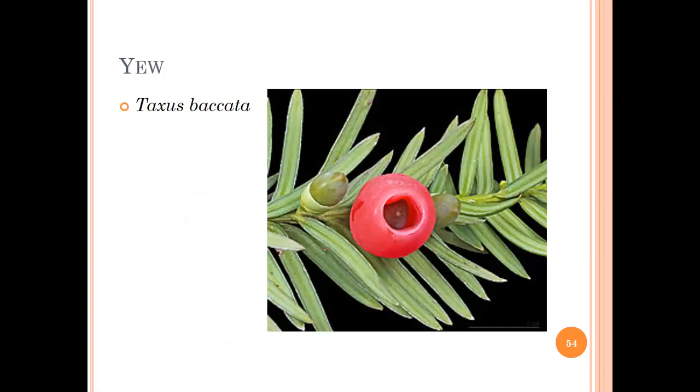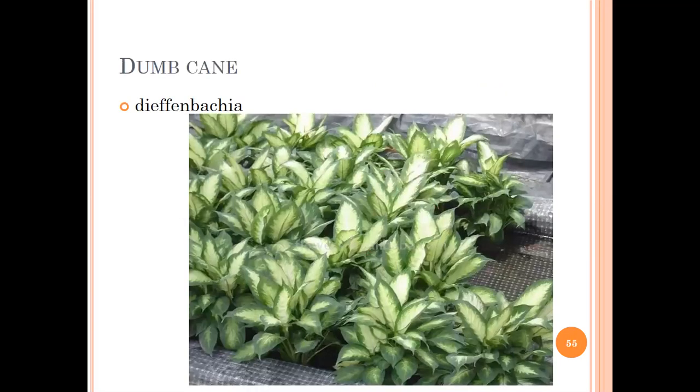Taxus baccata, beautiful, bright, but poisonous berries. Just avoid eating them. Dieffenbachia, it's a common and rather widespread domestic plant in public buildings, living accommodations, and we need to watch our children to prevent touching and eating them accidentally.